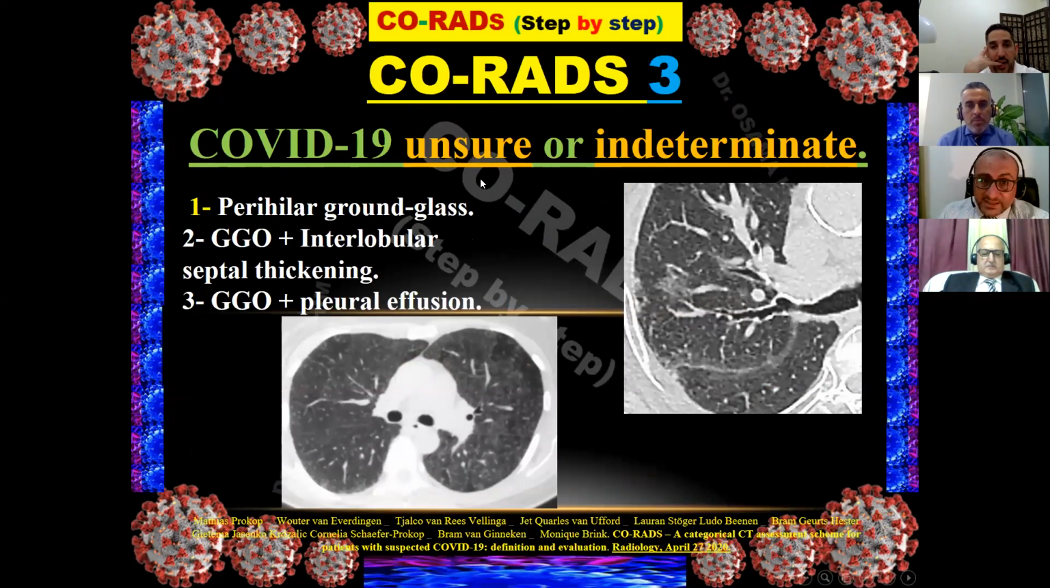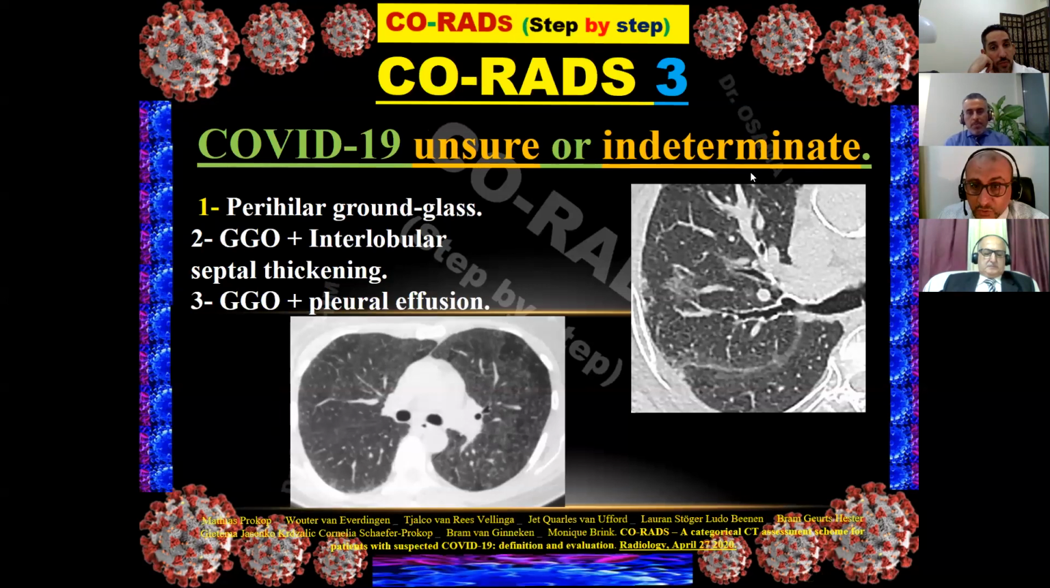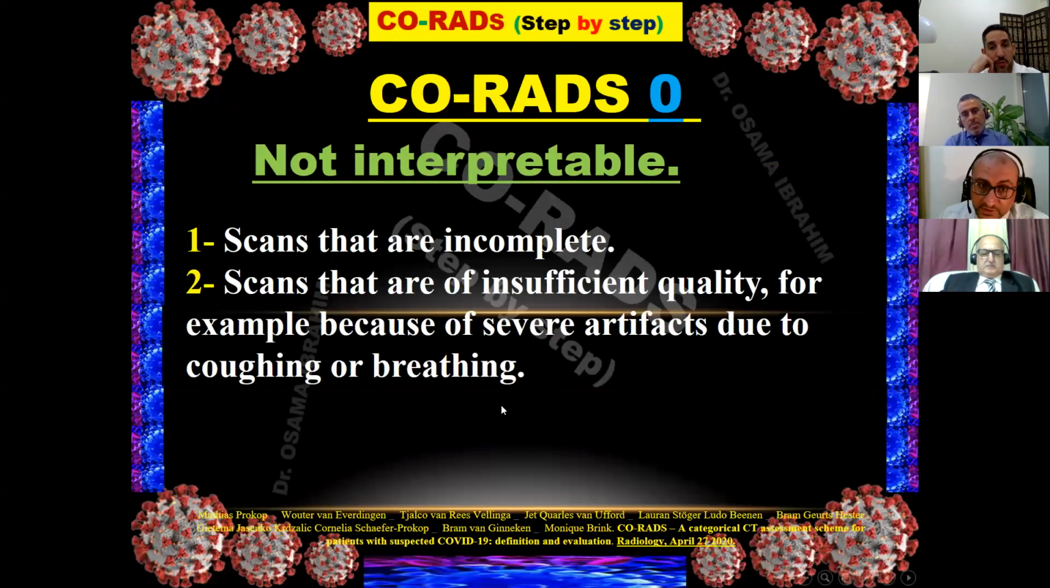However, CORADS 3 is indeterminate or unsure. If I find ground glass opacity that is central or perihilar only and not in a peripheral distribution, like this ground glass opacity, all perihilar in distribution, I consider it CORADS 3, because there is ground glass opacity but not peripheral in location. And what is the meaning of CORADS 3? Unsure or indeterminate diagnosis of COVID-19.